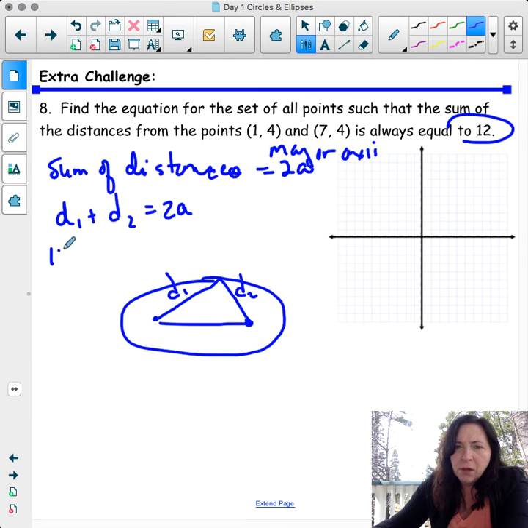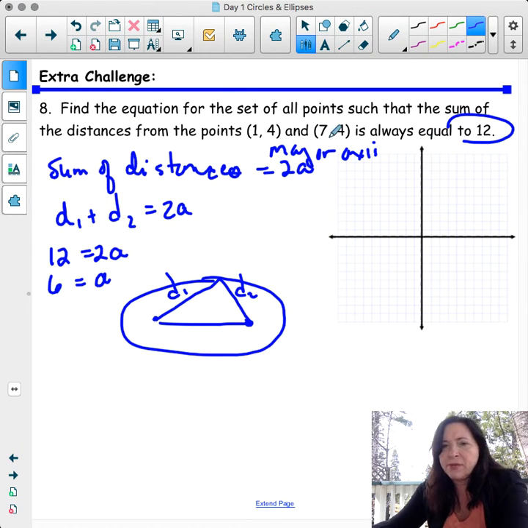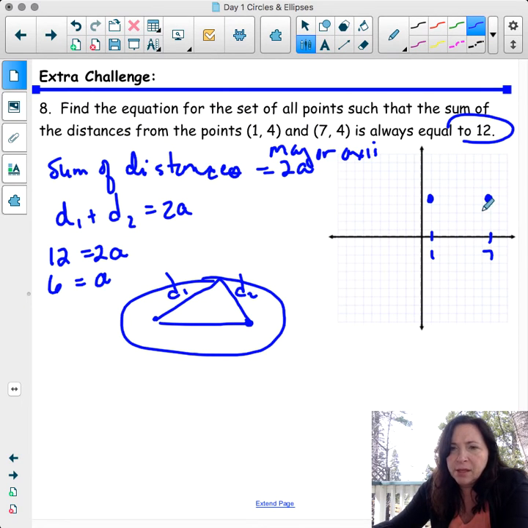So I know that 12 is equal to 2a. So a is equal to 6. Now let's graph the points that they gave me, that the sum of the distances is from 1, 4. So 1, 4, we'll say that's right here, to 7, 4. So there's 7, that's 1, and that's 7, 4, okay? And so what that's telling me is that the center, from 1, 4 to 7, 4, is going to be at 7 minus 1 is 6, divided by 2, so I need to move over 3.